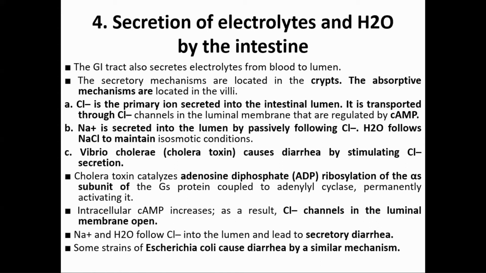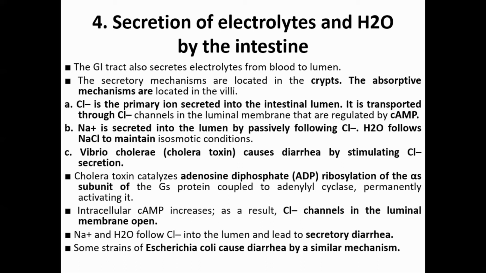When chlorides are secreted, sodium also moves, water also moves, and there is excessive loss of fluid, almost 20 liters per day. So this cholera toxin catalyzes the adenosine diphosphate ribosylation, and so it increases the intracellular level of cyclic AMP. Right? Cholera toxin is also asked in the exam.